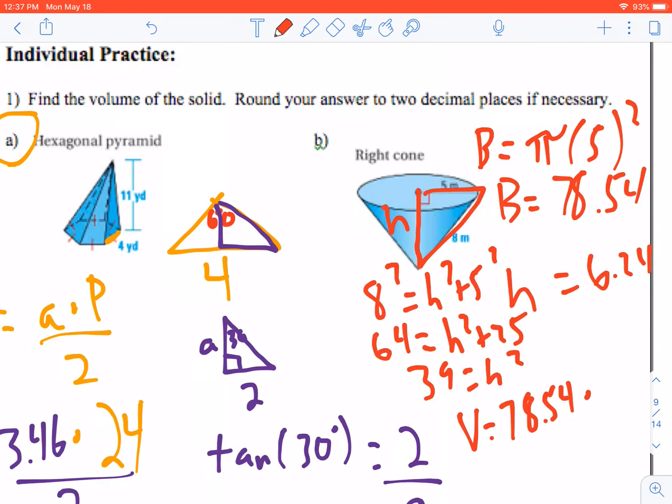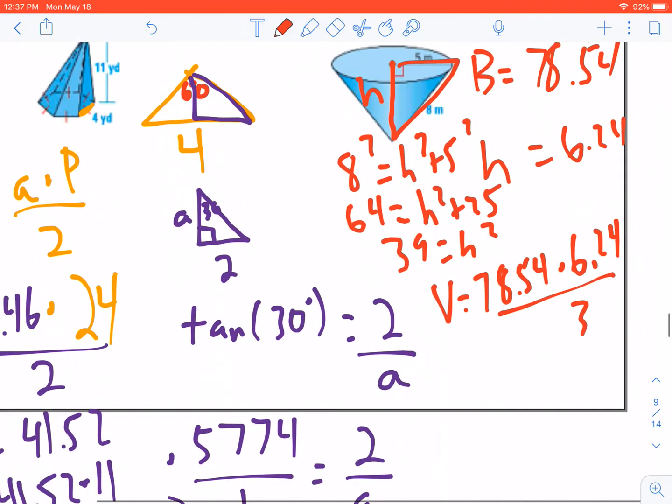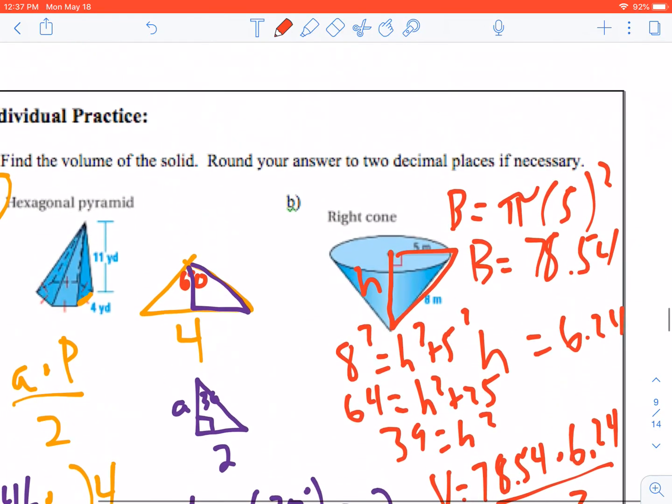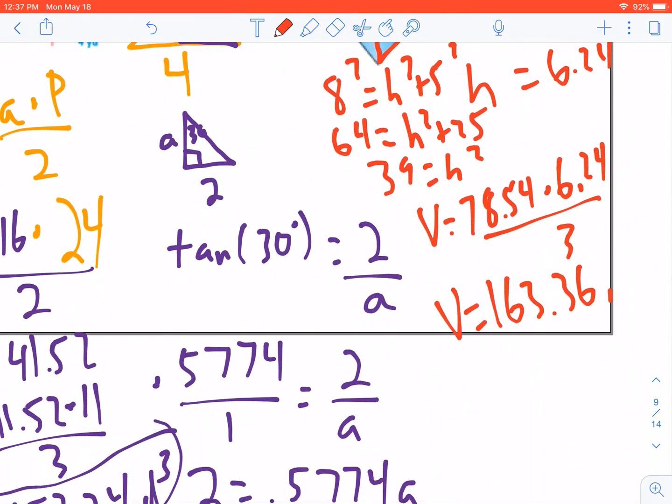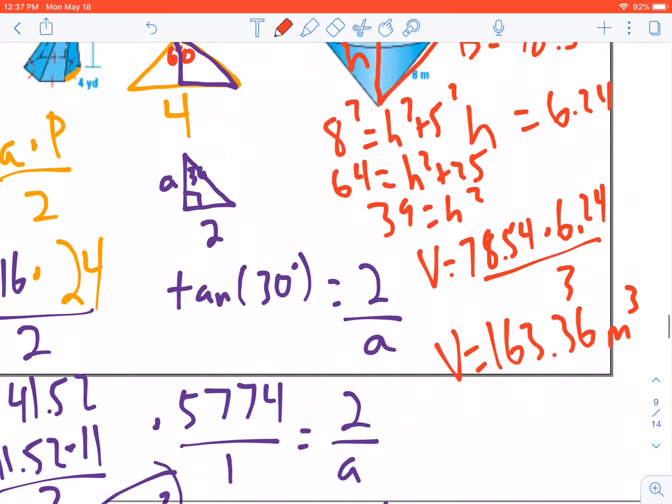78.54 times our height, which was 6.24, divided by 3. So 78.54 times 6.24 divided by 3. We get a volume here to be 163.36. Looking at your units here, we are dealing with meters cubed.